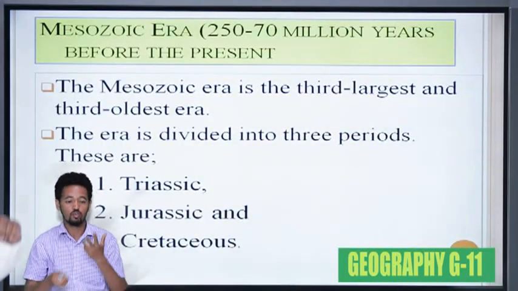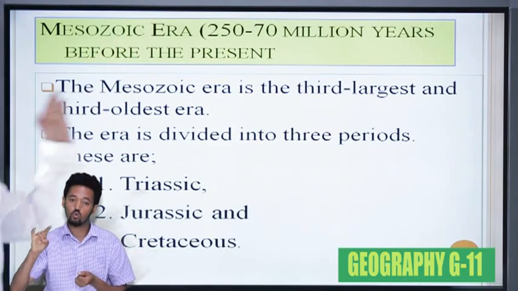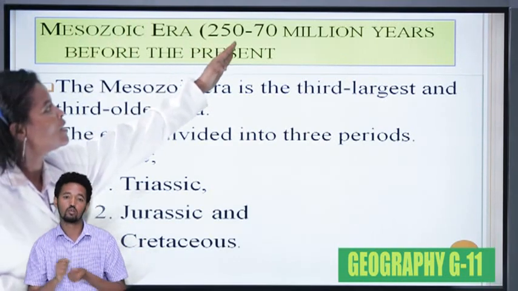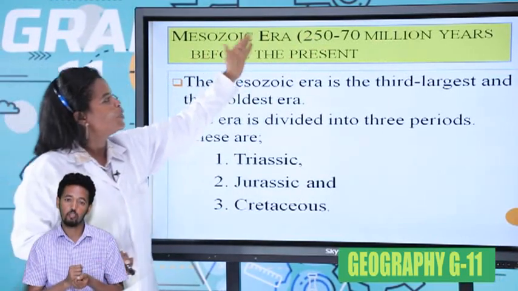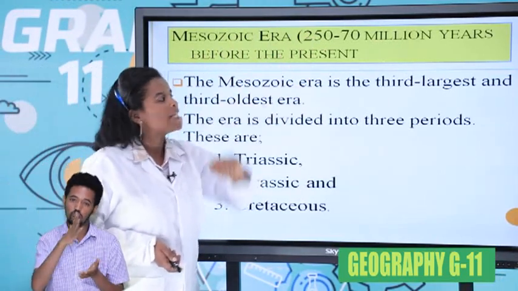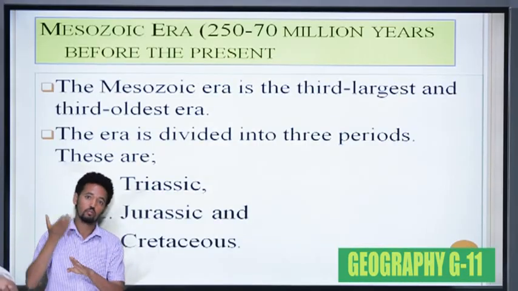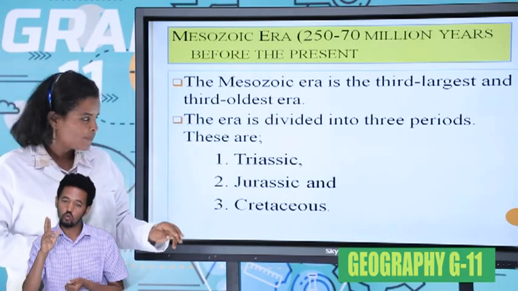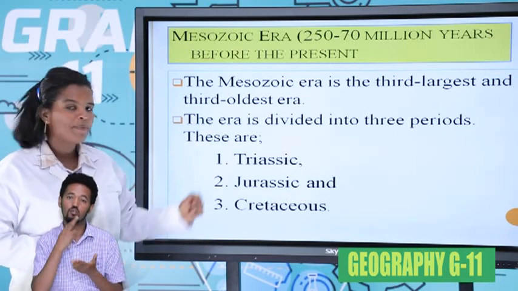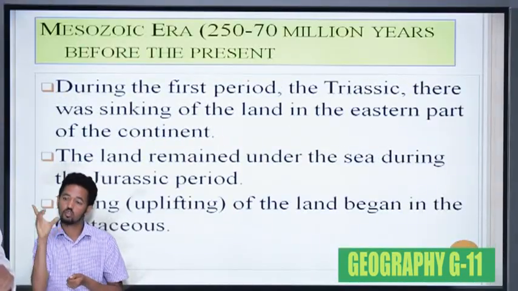The third longest and oldest era is the Mesozoic Era. The age of the Mesozoic Era is between 250 up to 7 million years before the present. The Mesozoic Era is divided into 3 periods. These are the Triassic period, Jurassic period, and Cretaceous period.